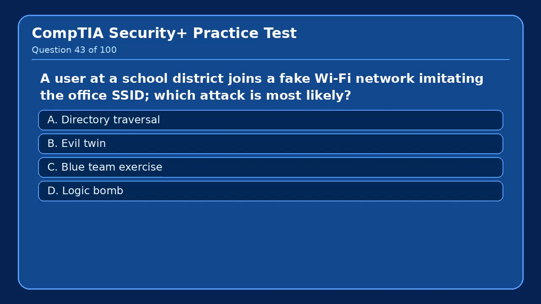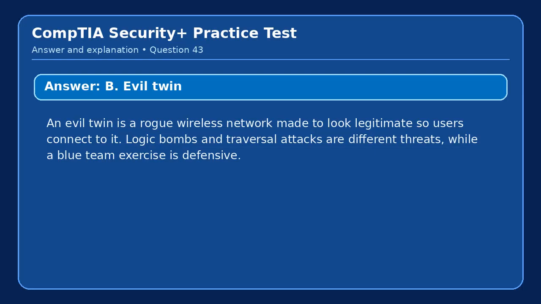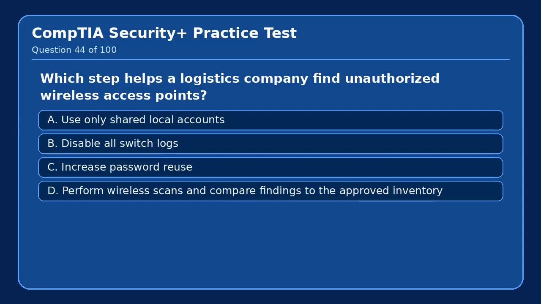Question 45. A workstation at a cloud startup shows kernel-level persistence after malware removal attempts. Which response is safest? A. Trust the same infected operating system to clean itself. B. Reimage the system from trusted media after preserving evidence. C. Add the malware folder to antivirus exclusions. D. Give the user domain admin rights. Take a moment to choose your answer.